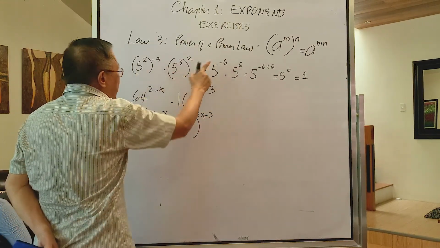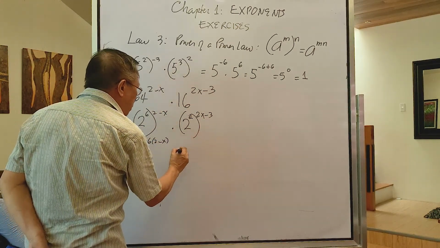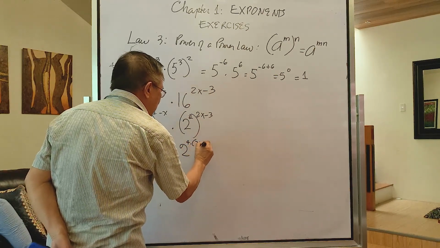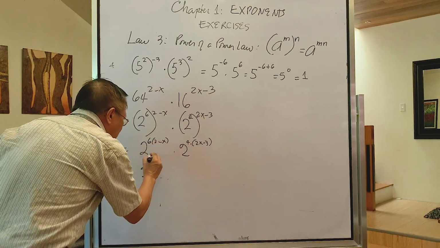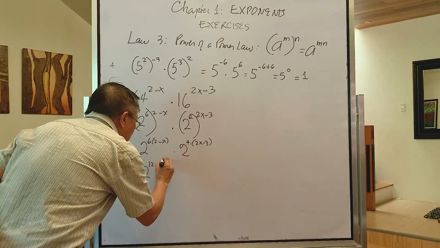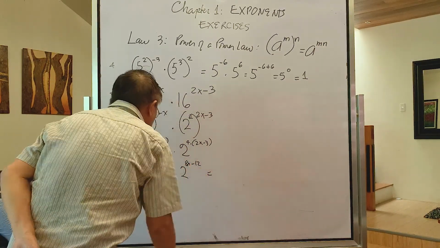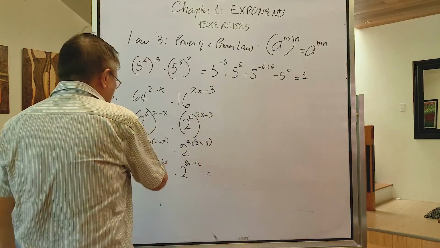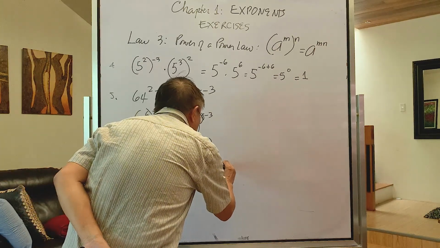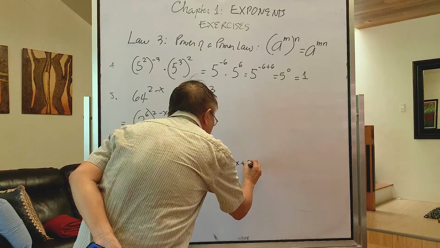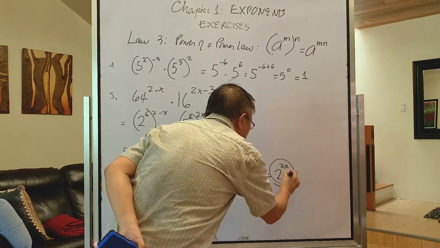And from the power of a power law, I can now have here 6 times (2 minus x) in the exponent. And this is 4 times (2x minus 3). And I will get here, multiplying this, 12 minus 6x. And then this gives me 8x minus 12. And now, they have the same base. I will now add the exponents. I get here 12 minus 6x plus 8x minus 12, which will give me 2 to the 2x.